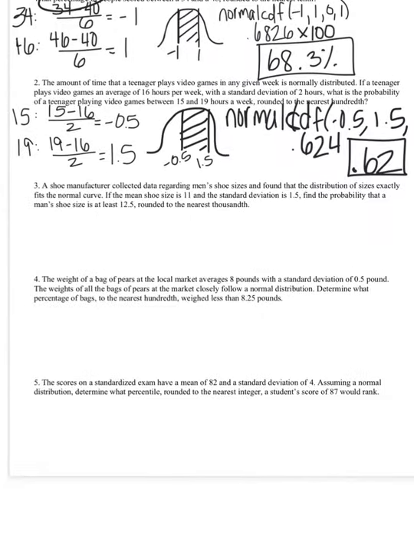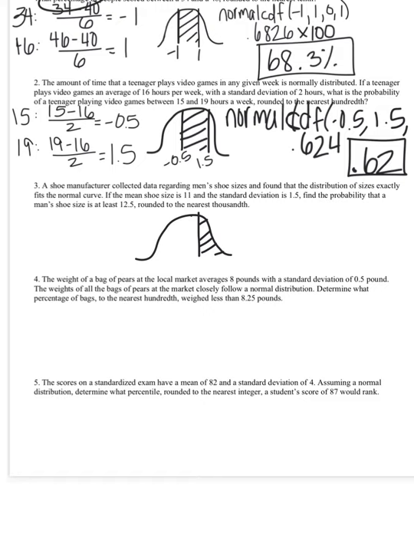Number 3, a shoe manufacturer collected data regarding men's shoe sizes, found that the distribution fits the normal curve, meaning it's normally distributed. If the mean shoe size is 11 and the standard deviation is 1.5, find the probability that a man's shoe size is at least 12.5. So 12.5 is bigger than the mean, so that's going to be on the right side of your curve somewhere. And we're saying at least, which means it's going to be 12.5 or more. And that keeps on going.